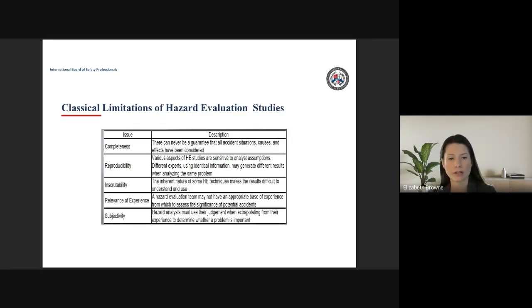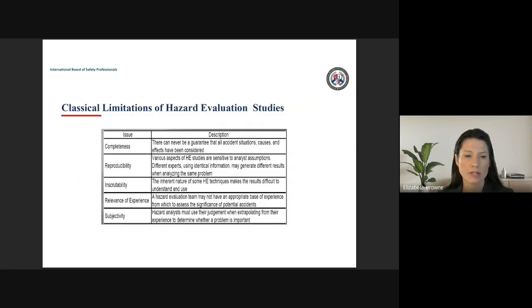Classic limitations of hazard evaluation studies for the team to be aware of is completeness. There's never a guarantee that we have identified all potential situations, causes, and effects for accidents that can occur. And we are almost always, or always, dealing with human beings, and there's always this risk of human error that can occur, even if we identify all of the hazards, we put all of the safety rules in place, we provide all of the physical equipment and guards, we provide training, we provide personal protective equipment. We still have to rely on a human being to follow those rules, wear their personal protective equipment, use the equipment and the controls in the manner they've been trained to do. And unfortunately, that doesn't happen 100% of the time.